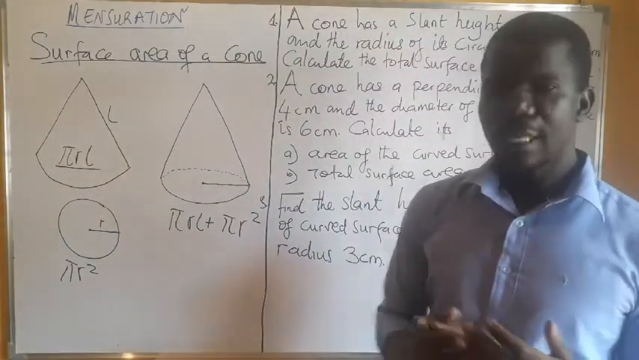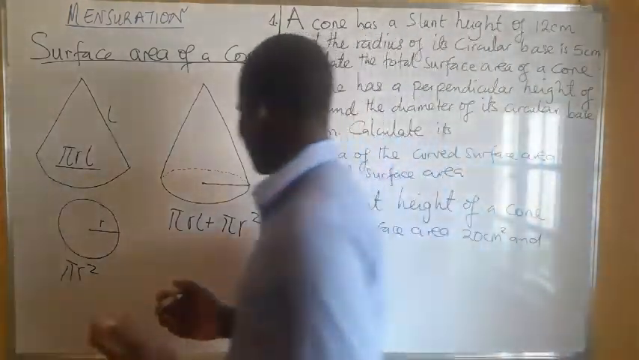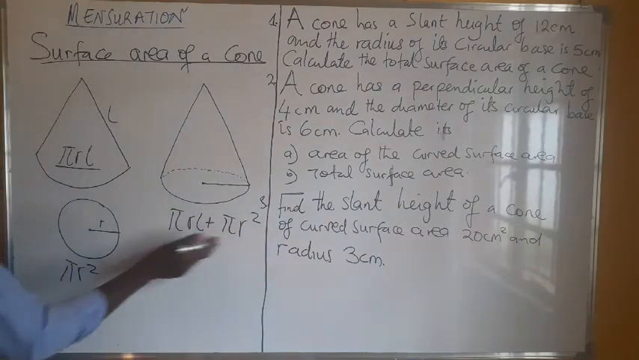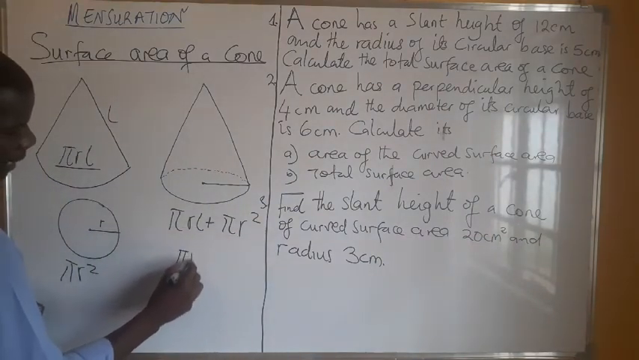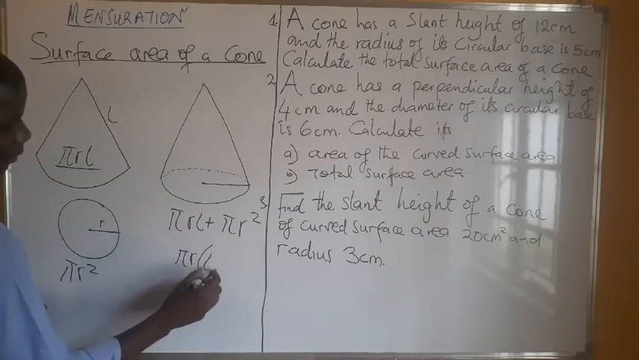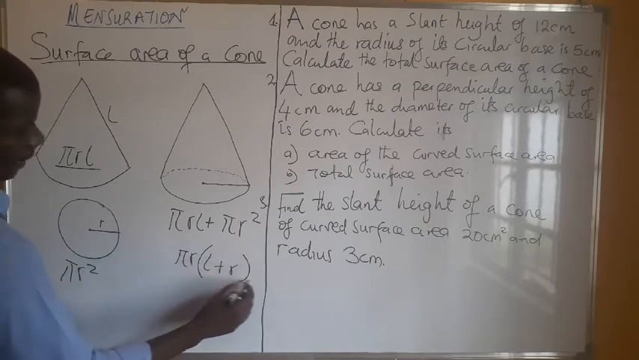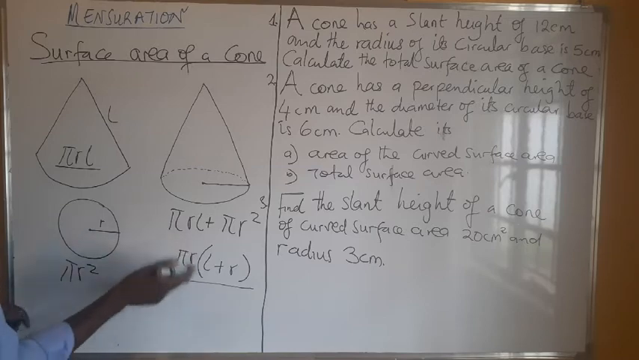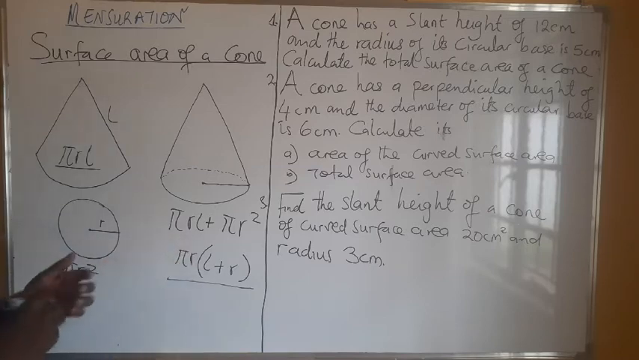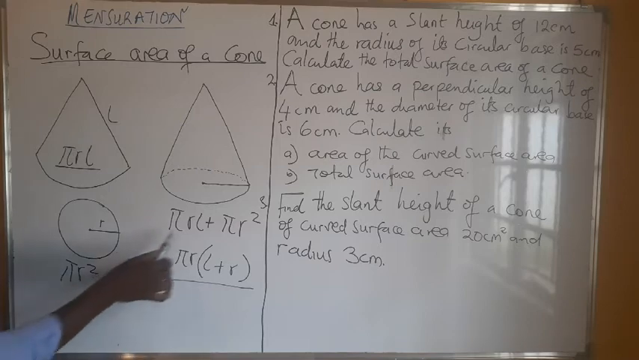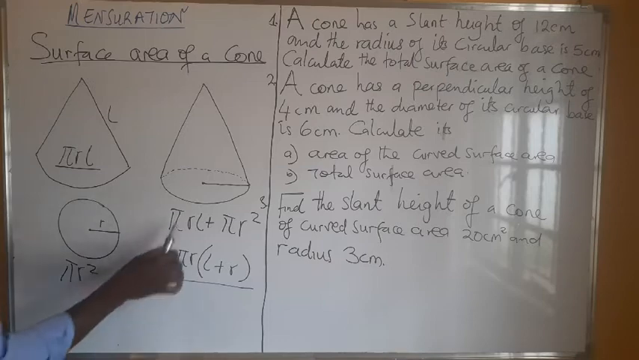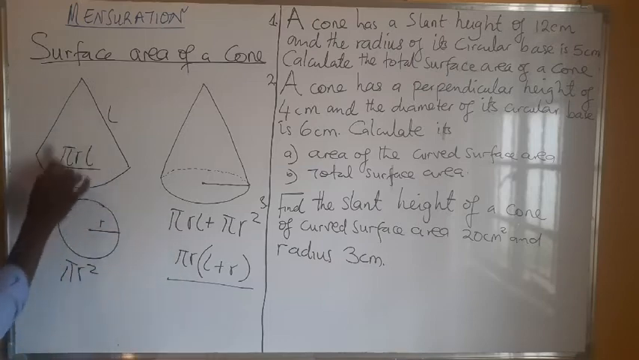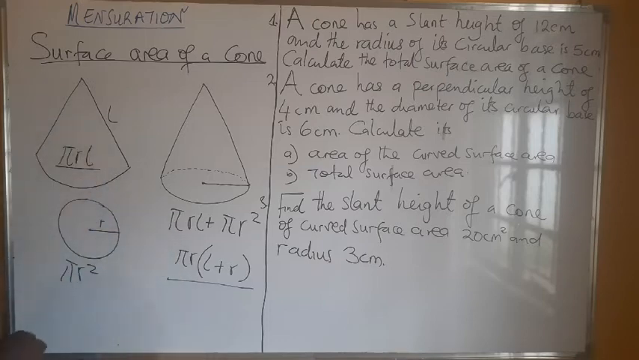The only other thing that you can do, or that has been done, is where you look at what is common here. Pi is common as well as r. So you factorize. Then you remain with L plus r here. So these two formulas are the same. But one thing that I want you to know, like I already emphasized, is that there are times when we talk about the curved surface area of a cone, we should confine ourselves to this formula alone. All right?